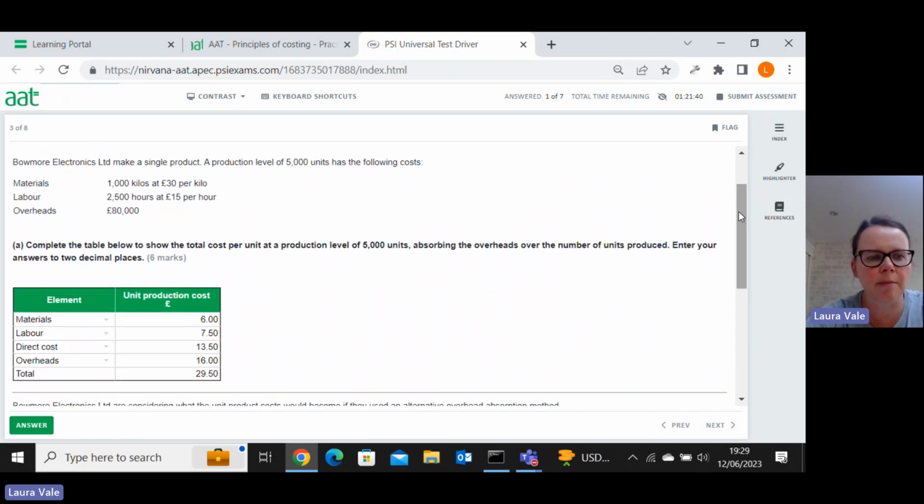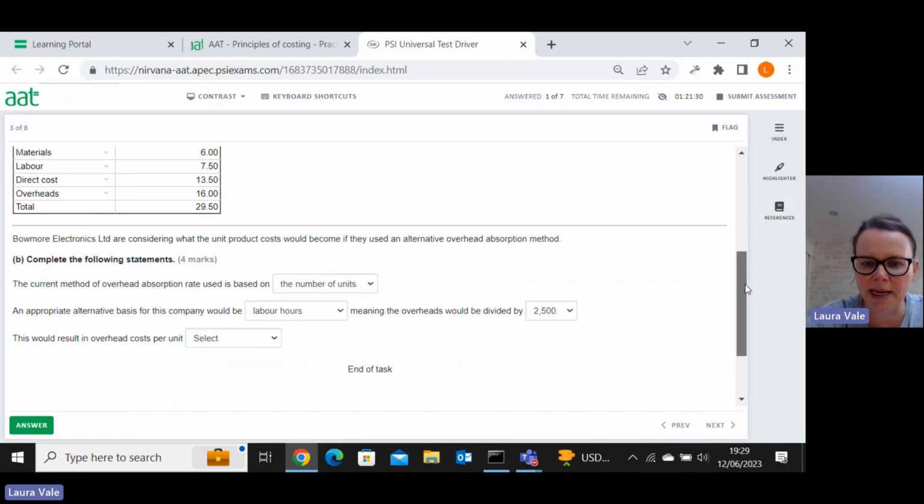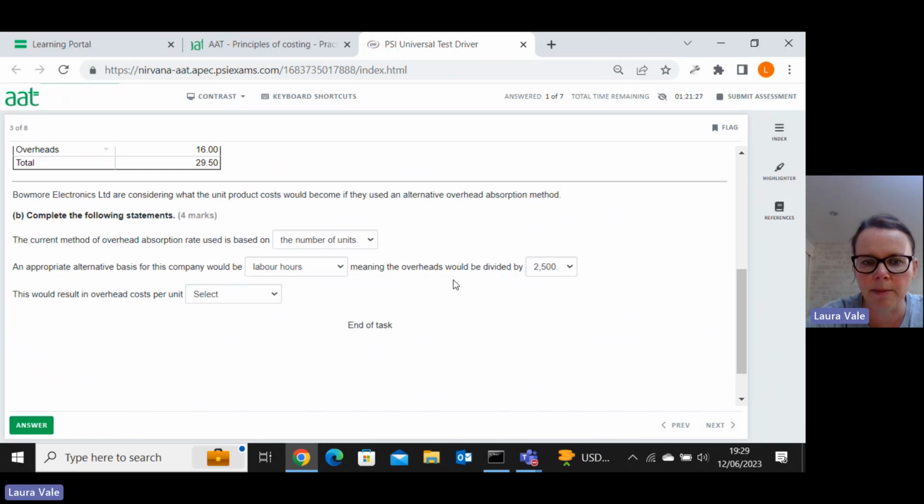However, let me try and prove that to you. We worked out here that it was going to be £16 when we did our unit production cost calculation. Now, if we think about it in hours for a minute, let's divide our £80,000 overhead by 2,500 hours, and that gives me £32 of overhead to be absorbed per hour.